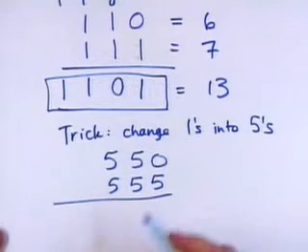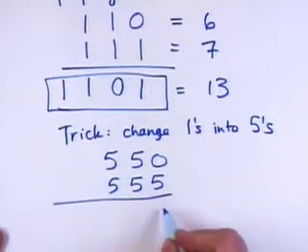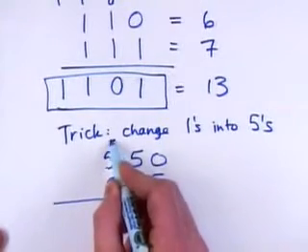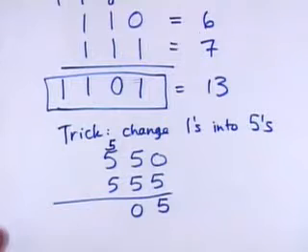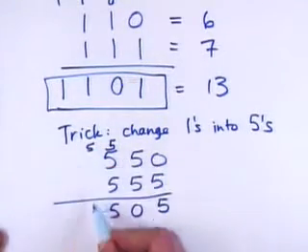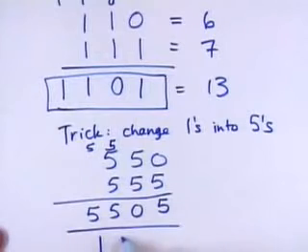At every point, I'm always going to change 1s into 5s, and then at the end, I'll change them all back. So here I add 0 and 5, and I get 5. Then I add 5 and 5, I get 10, which is 0, carry the 1, right? But 1s change into 5s. So I get 5, 5, and 5 is 15, which is 5, carry the 1, it changes into a 5. And then I change them all back, and I get 1, 1, 0, 1.